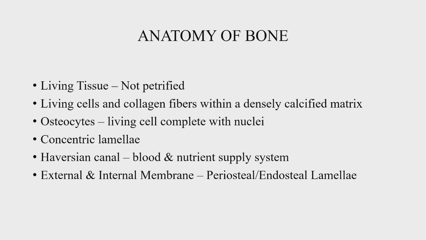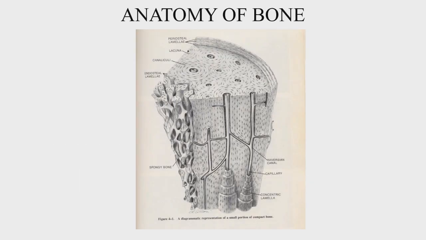Then you have an external and an internal membrane, which is the periosteal lamellae, and that is covering the very outer layer. It's a very thin connective tissue sheet that covers the outer layer of the bone, and then an endosteal lamellae, which covers the inner layer of the bone, and that basically is the border between compact bone and the bone marrow material. And you can see all of these things that I just discussed.